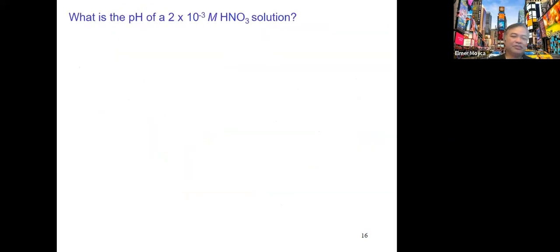So let's try to solve a strong acid problem. Now, a strong acid problem is straightforward. pH equals to negative log H plus. Ganun din sa base. Kaso sa base, negative log OH minus.